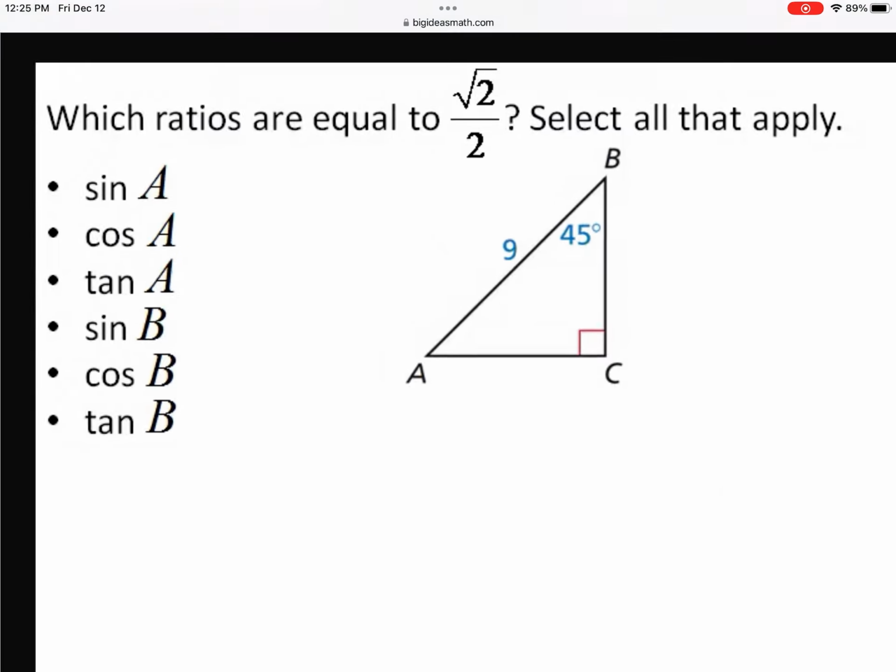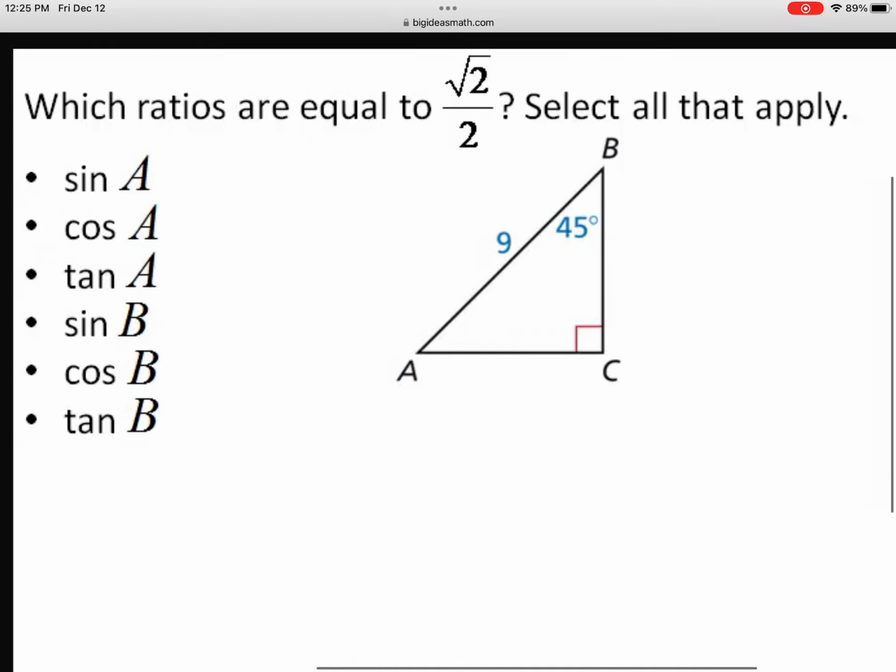Which ratios are equal to the square root of 2 divided by 2? Select all that apply. The sine of angle A, the cosine of angle A, the tangent of angle A, the sine of angle B, the cosine of angle B, the tangent of angle B. First find the lengths of the sides.